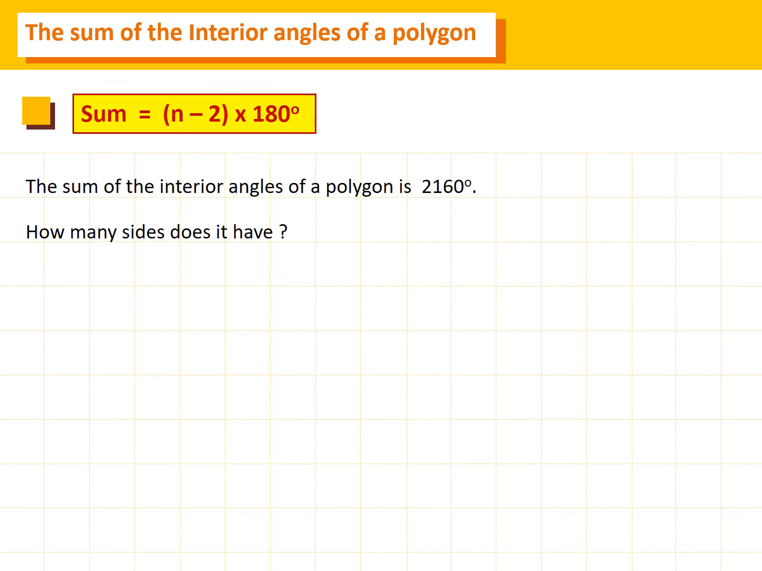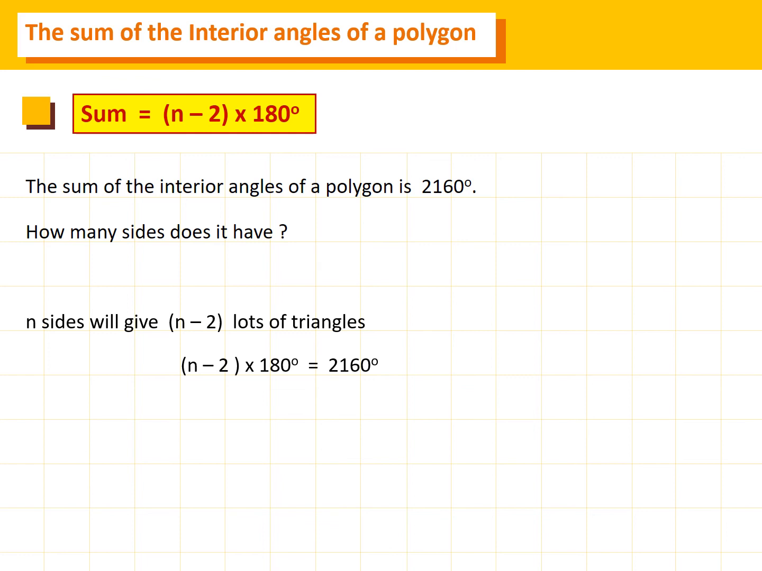This example is in reverse, if you like. We are given the total of the interior angles. We want to know how many sides it has. Well, that total, 2160, has come from this formula whereby it's n subtract 2 lots of 180. So n subtract 2 in brackets times by 180 gives us the total 2160.